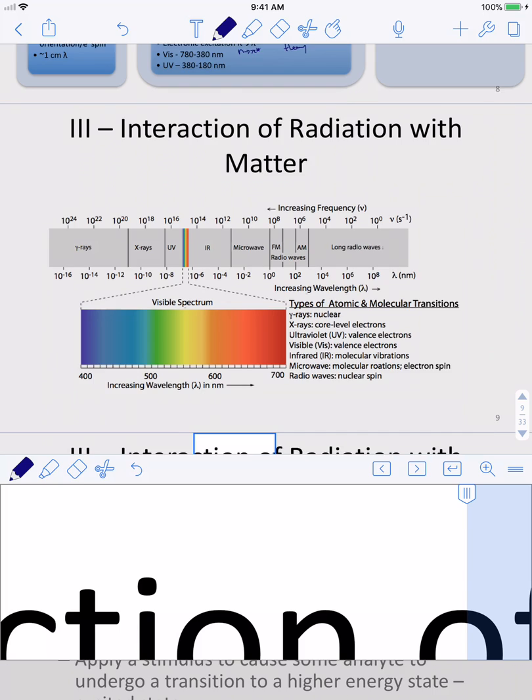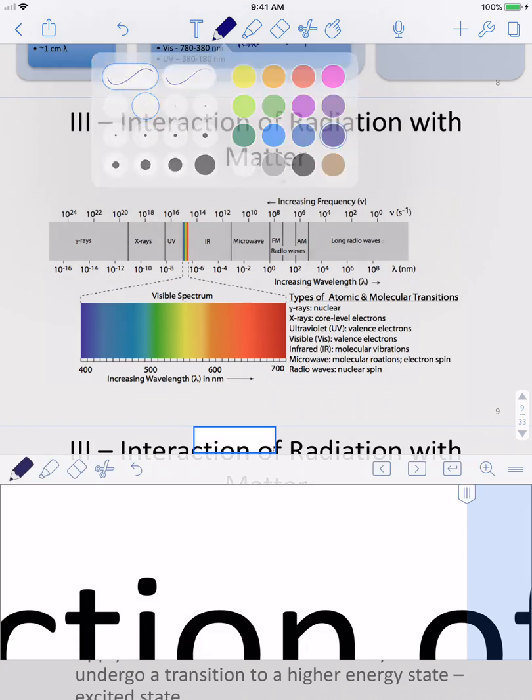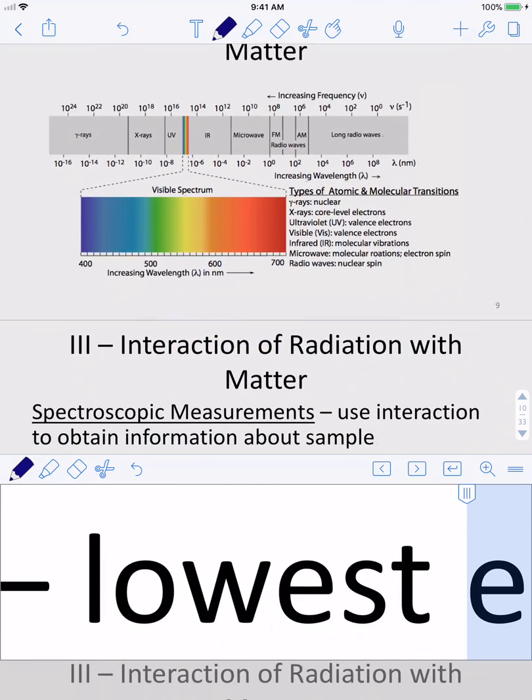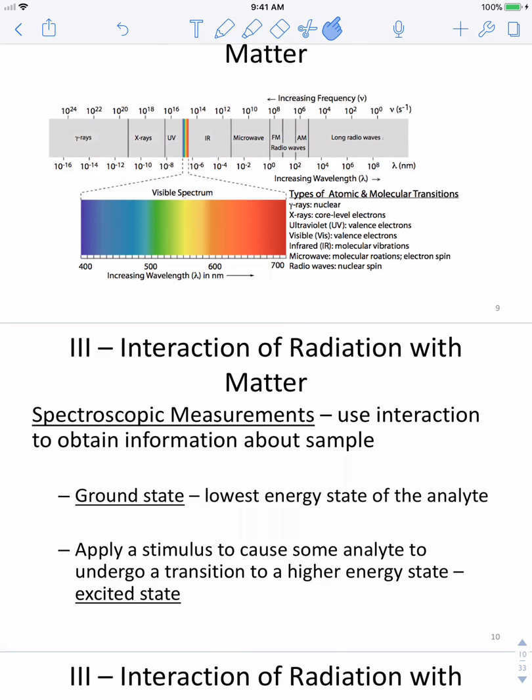Okay, this just shows the electromagnetic spectrum, right? You've seen this in many classes before, but we're going to be really focusing on this area here, which is the UV-vis range and IR range. So we're really looking at a really tiny area of all the energies of electromagnetic radiation.